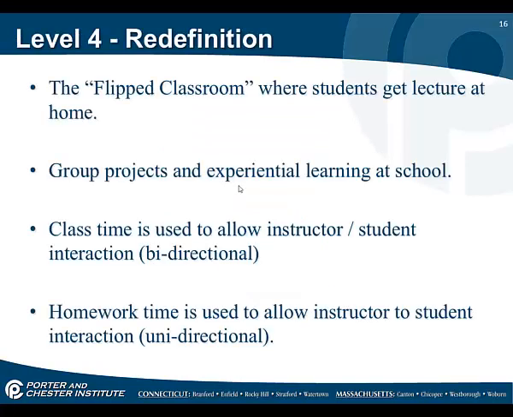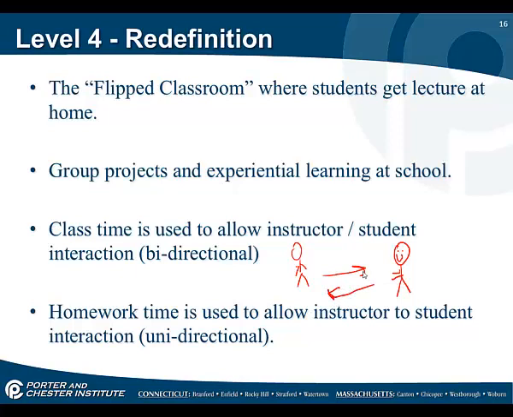What do we mean at PCI about redefinition? Redefinition is a complete rewrite of how we do things. For example, the flipped classroom, where students get the lecture at home and they do their group projects and experiential learning at school. Class time is used to allow the instructor interaction with the students. In other words, it's bi-directional communication. You have your teacher up here at the board. You have your student working on something. And it's a happy student because there's one-on-one communication with the teacher.